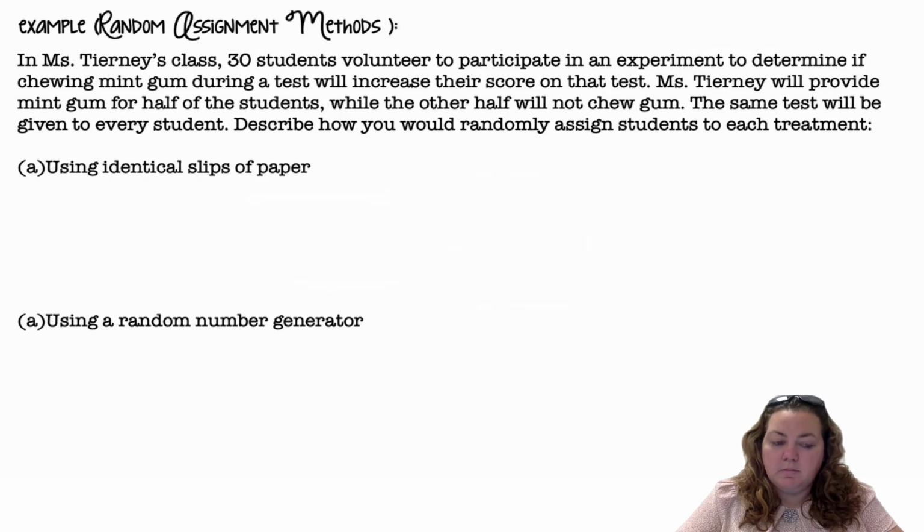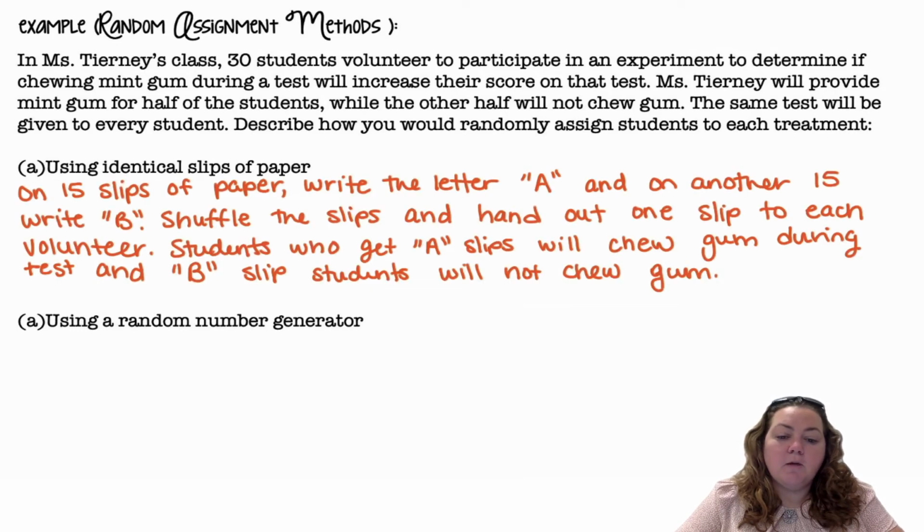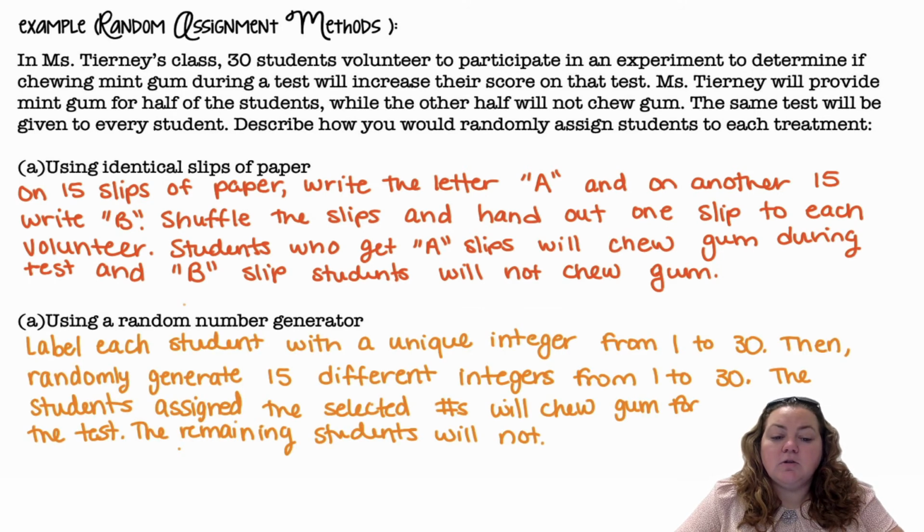So using identical slips of paper, on 15 slips of paper, we could write the letter A on 15 and write B on the other 15, and then shuffle the slips of paper and hand out one slip to each volunteer. Students who get A will chew gum during the test, and students who get B will not chew gum during the test. Using a random number generator, we could label each student with a unique integer from 1 to 30, then randomly generate 15 different integers from 1 to 30, so we're not having any repeats. The students assigned the selected numbers will chew gum for the test. The remaining students will not.